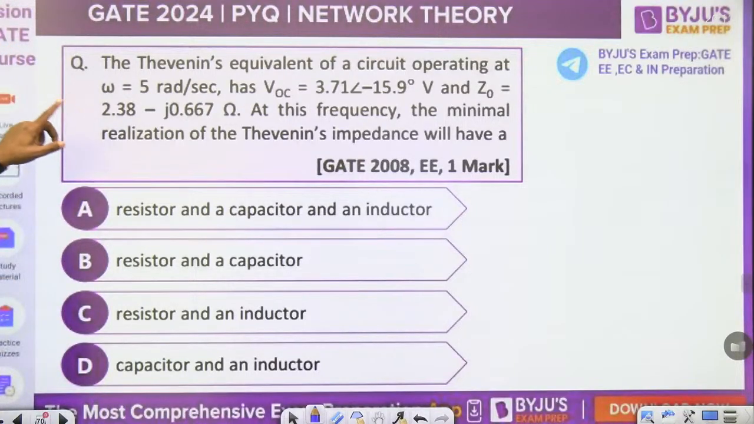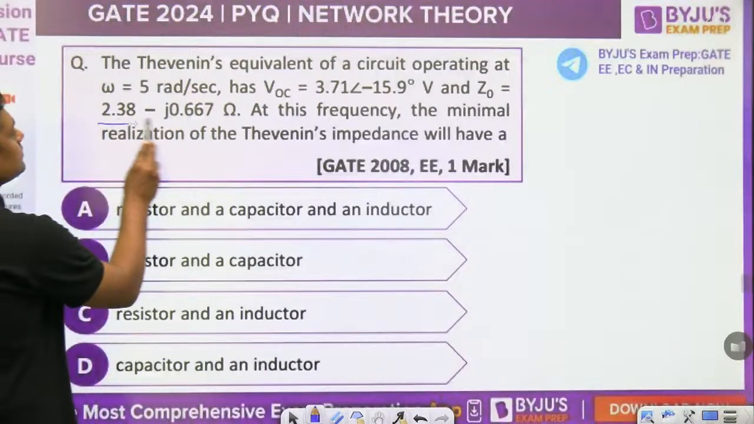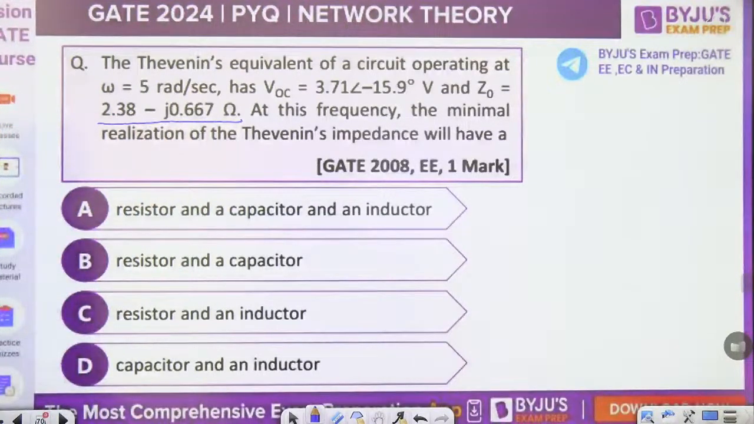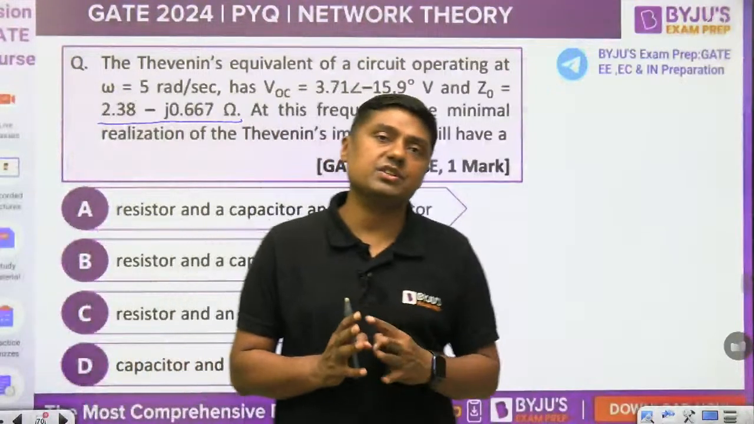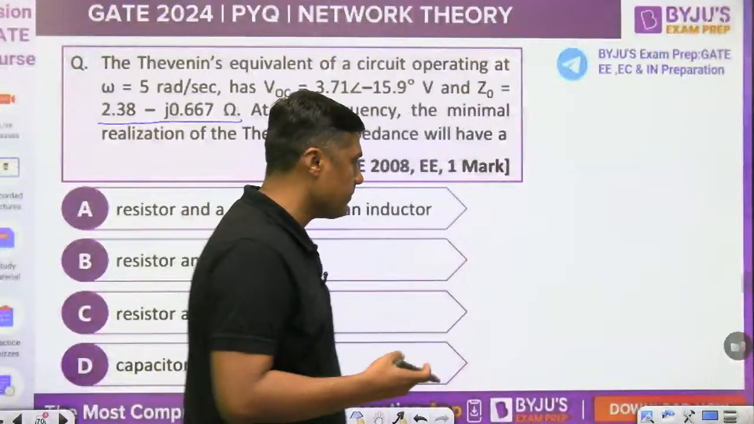Thevenin's equivalent of circuit operating at 5 radian per second has open circuit voltage 3.71 at angle minus 15.9 degree. Z0 is equal to 2.38 minus, this is a negative value here, ZTH. Negative means what? Capacitive in nature. At this frequency, the minimal realization of Thevenin's impedance will have. Minimum realization of Thevenin's equivalent. Again, that is a tricky question.